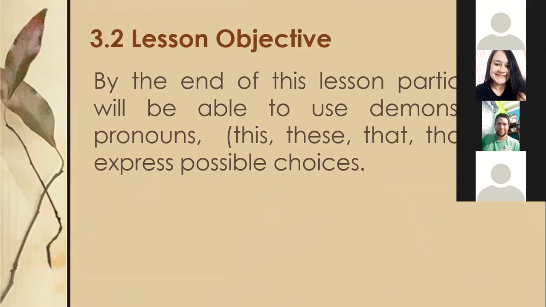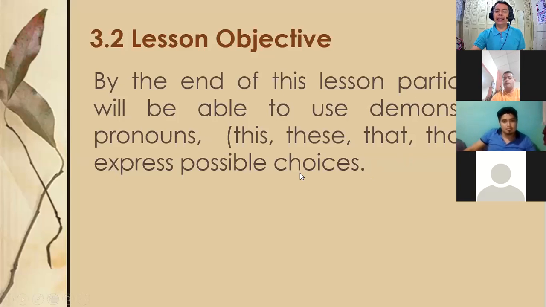Okay. 3.2 lesson objectives. By the end of this lesson, participants will be able to use demonstrative pronouns this, that, these, those to express possible choices. Okie dokie, thank you. Possible choices, in this case is options. Options, yes. Well, in the conversation, you were listening, right?